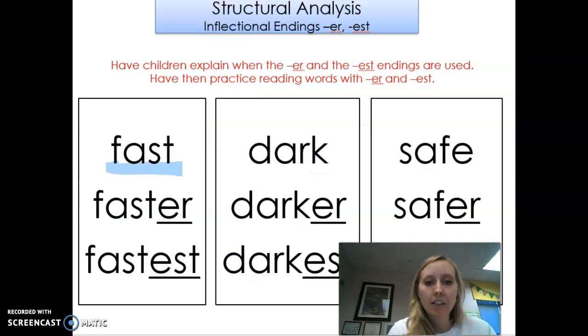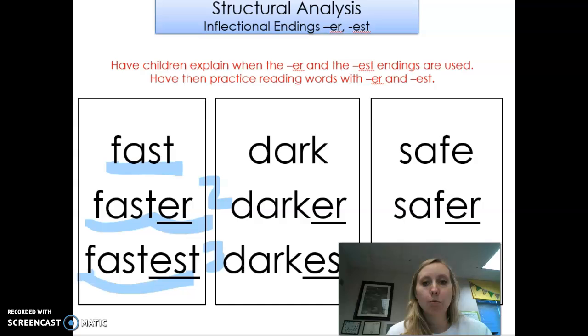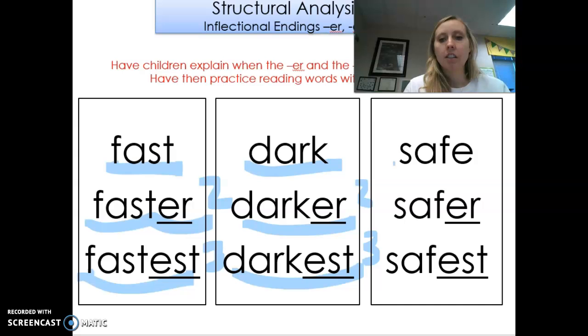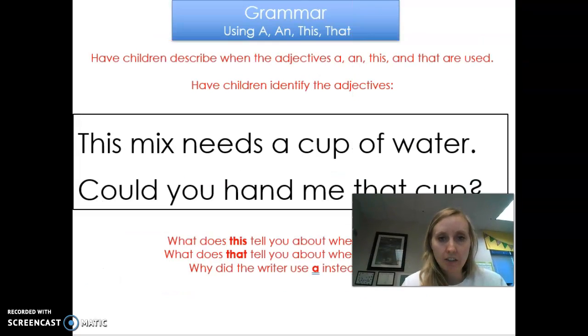Okay, so we have fast when we're comparing two, faster, and last, fastest. So when we're using adjectives to describe, 2 is er and 3 is est. So dark becomes darker, 2. Darkest, 3. Safe becomes safer, 2. Safest, 3. Okay, last of all.